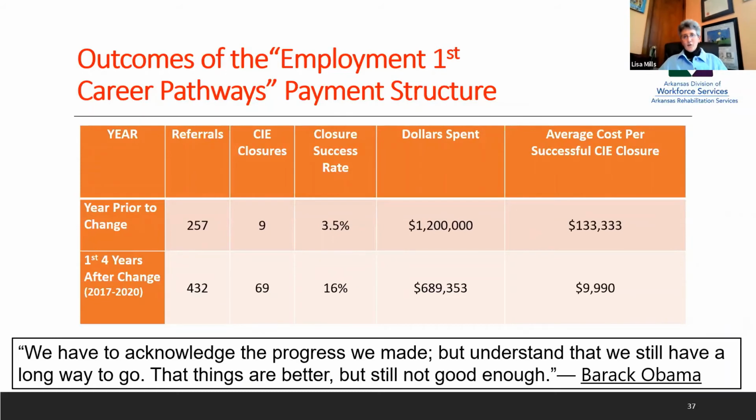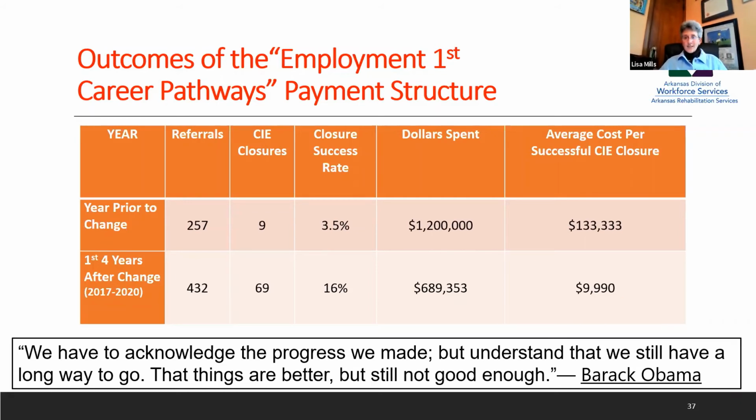So I want to go on to the next slide, please, and show you the early outcomes here for Arkansas. So prior to the change, when they were contracting for services that were largely in-house provided by community rehab providers, they referred 257 individuals and got only 9 closures. So when you look at that closure success rate, of course, that's a little less than 4%. They had paid for services for those 257 people, totaling $1.2 million.